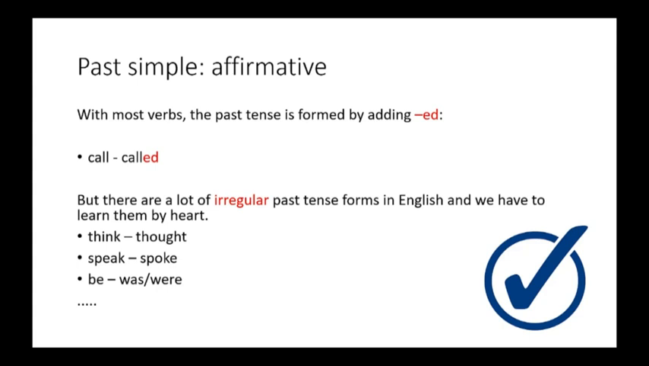With most verbs, the past tense is formed by adding ed. Call, called. However, as you already know, there are a lot of irregular past tense forms in English, and we have to learn them by heart. Think, thought, speak, spoke, be, was, were, etc. So you have to learn them by heart.